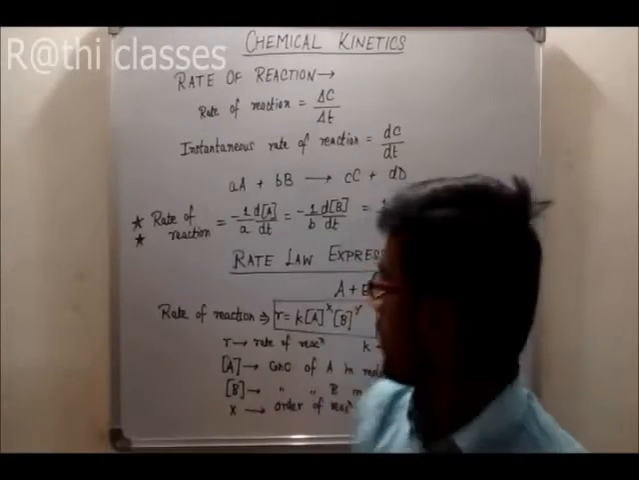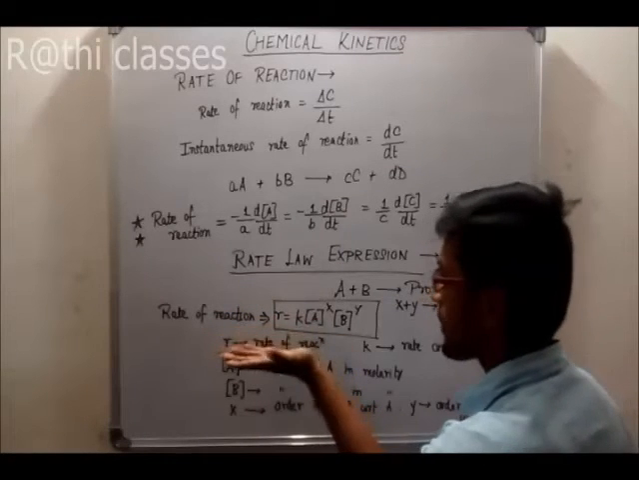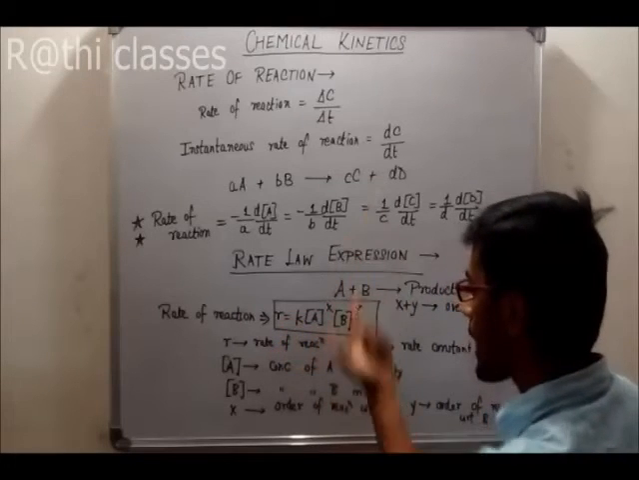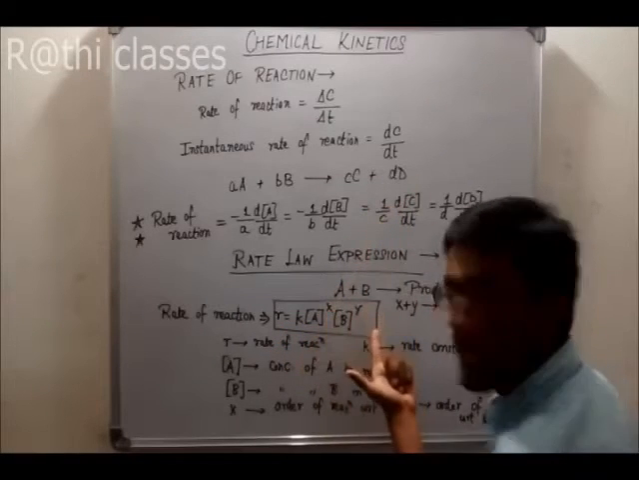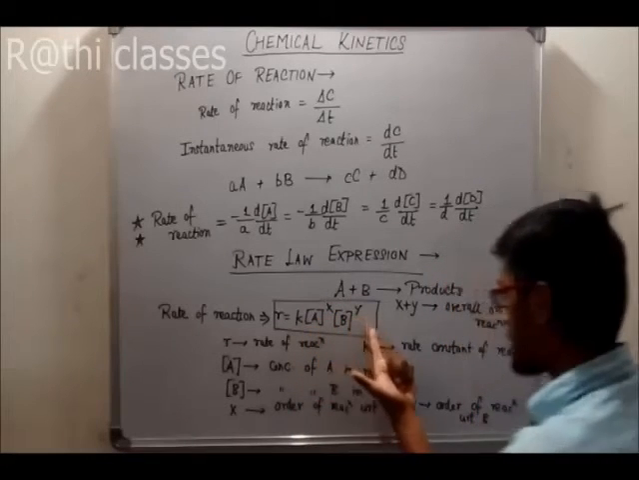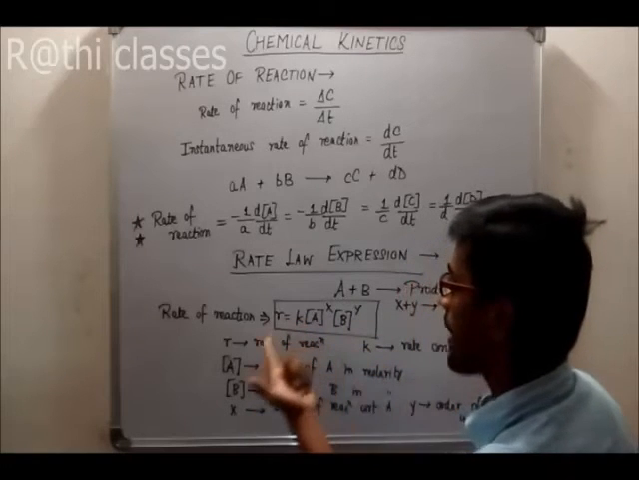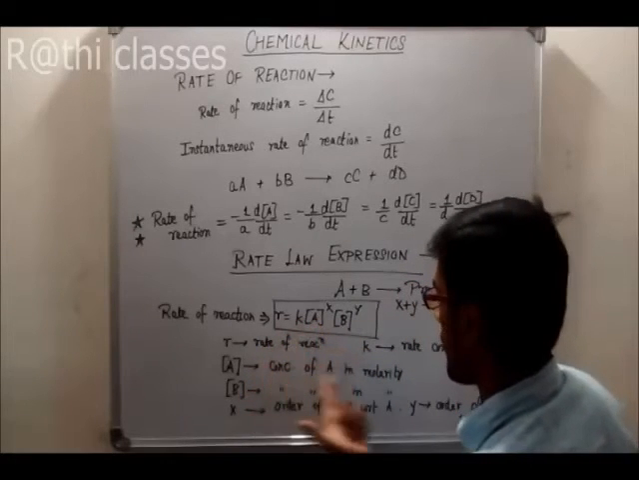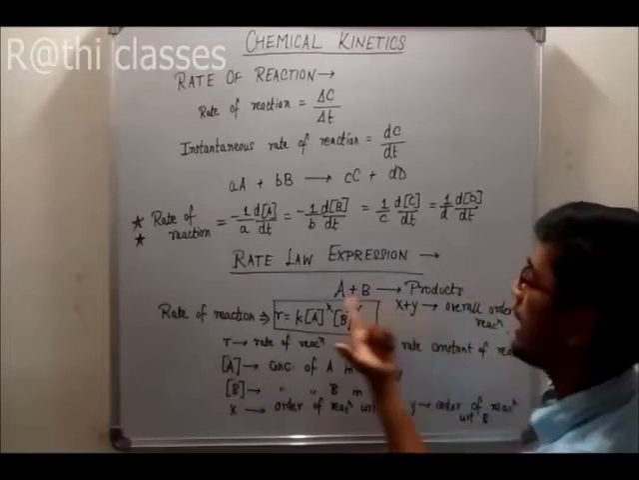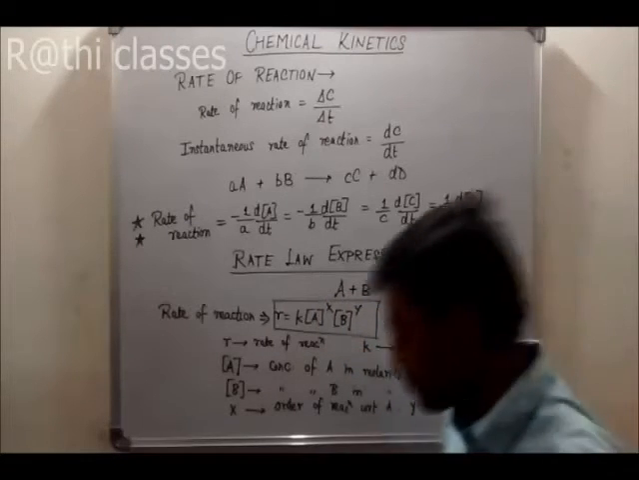I will explain. This is a different kind of expression, called the rate law expression, to define the rate of any reaction where A plus B gives products. R equals K [A] to the power X, [B] to the power Y, where X and Y are variables. X is the order of reaction with respect to A. Y is the order of reaction with respect to B. K is the rate constant of the reaction. R is the rate of reaction. Box A is the concentration of A in molarity. Similarly, box B is the concentration of B in molarity. And adding these two powers, X plus Y gives the overall order of reaction.